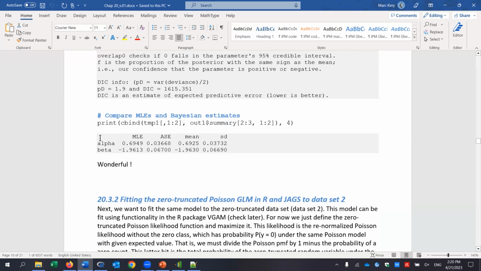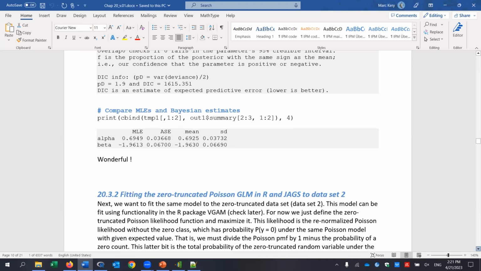So what we see here is the intercept and the slope, with the maximum likelihood estimate and the asymptotic standard error, and the corresponding point estimate and posterior standard deviation from the Bayesian inference. If I look at this, I claim they're identical. And this is what we always get.